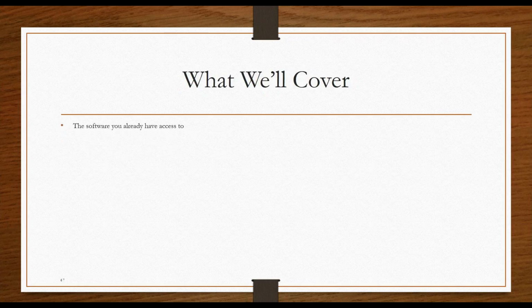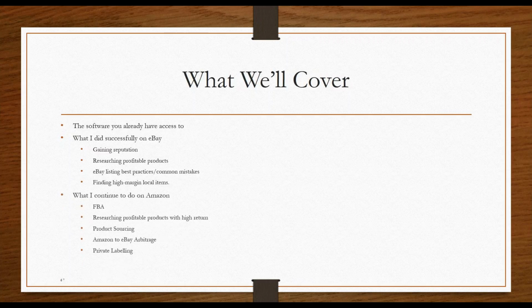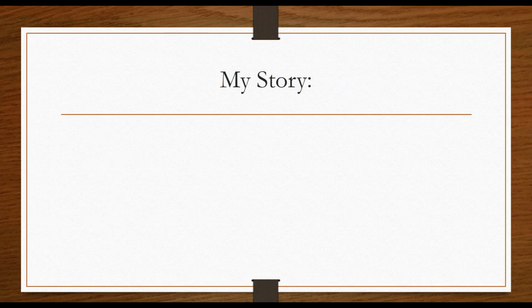So what we're going to cover is the software that you already have access to. We're also going to do exactly what I did successfully on eBay, including gaining reputation, researching profitable products, eBay listing best practices, avoiding common mistakes, and finding high margin local items. The other thing we'll get into is Amazon. We're going to go over FBA, which stands for Fulfillment by Amazon, researching profitable products with high return, product sourcing, Amazon to eBay arbitrage, and an introduction to some private labeling.